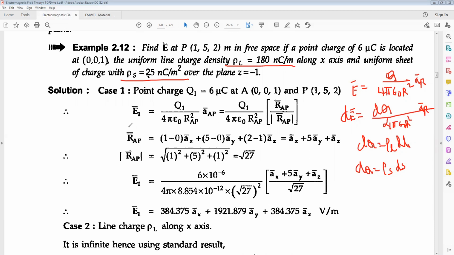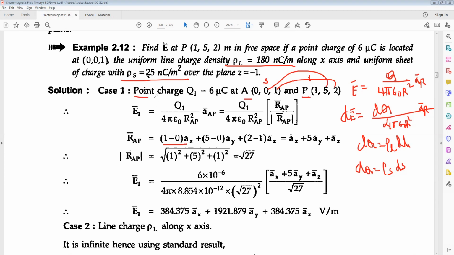Before that, you can find the R bar. R bar means P and A: the receiving end is P and the sending end is A. So 1 minus 0 into AX bar, 5 minus 0 AY bar, and 2 minus 1 into AZ bar. The coefficients of AX, AY, and AZ squared give the magnitude, under root of 27.